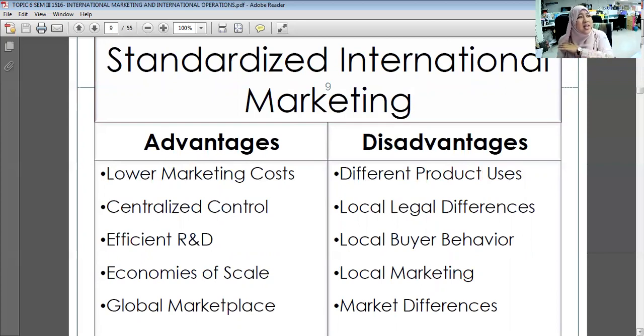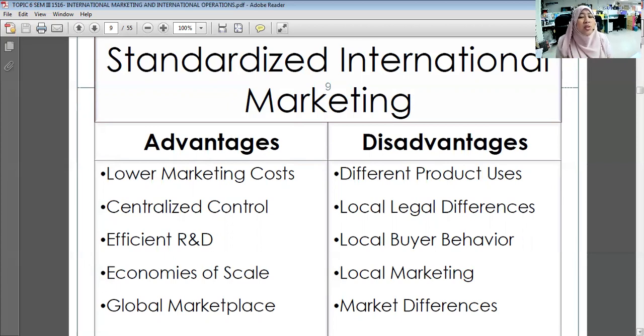So you will standardize everything. Every single country will have the same, so you will maximize more and at the same time minimize the cost. Easy, right? And the last one is the global marketplace, meaning every single country will accept your marketing way. And then for the disadvantages, we have different product uses. Why? Because whatever you do, your marketing strategy is the same, which is not what we need. So you cannot be specific about the product uses. It will be totally different.